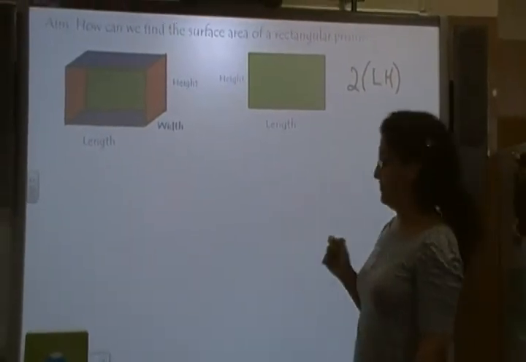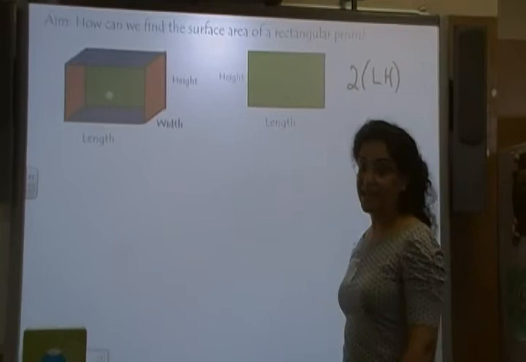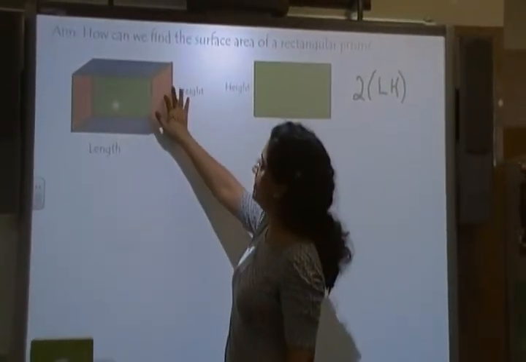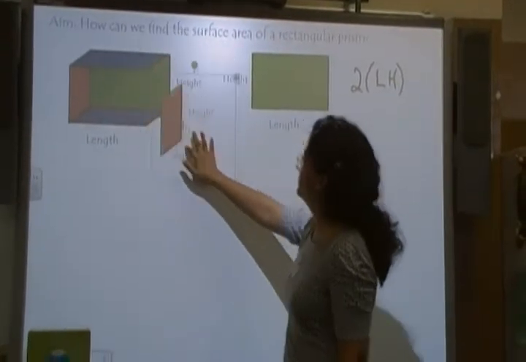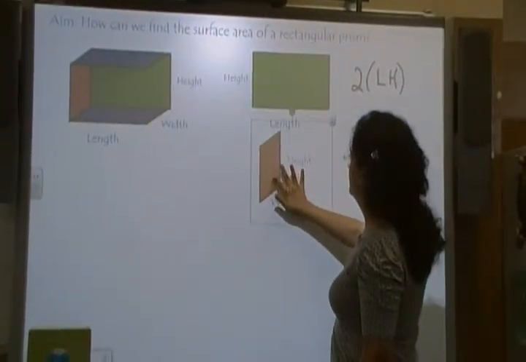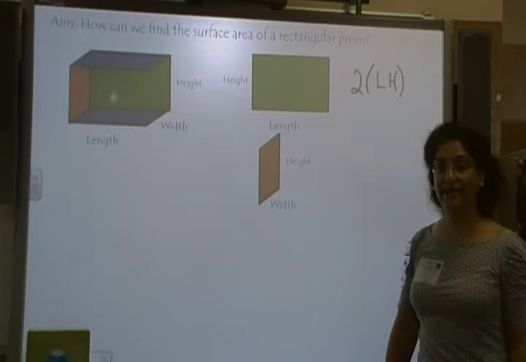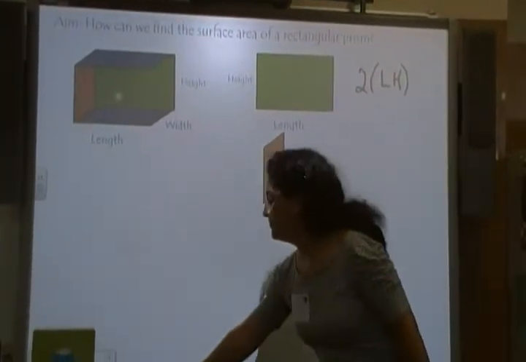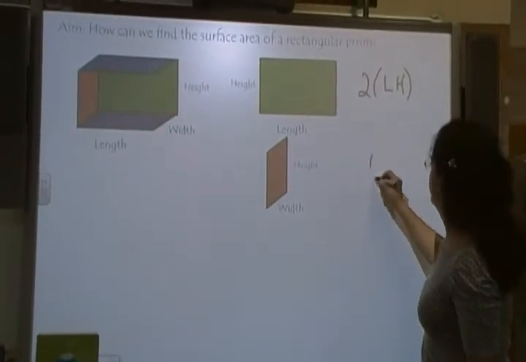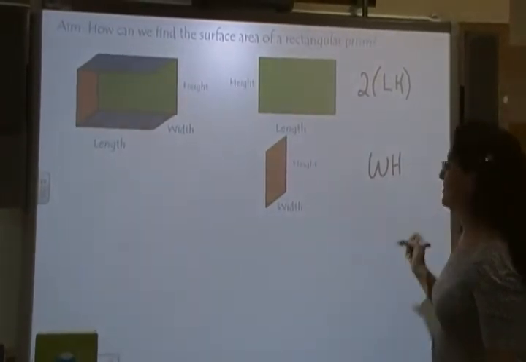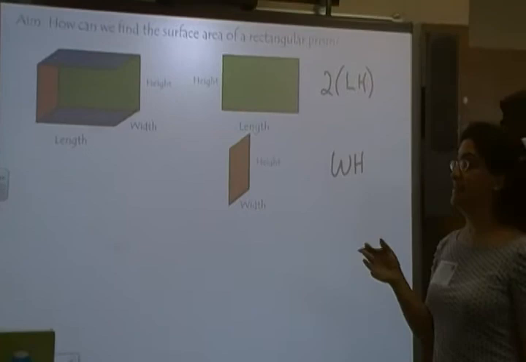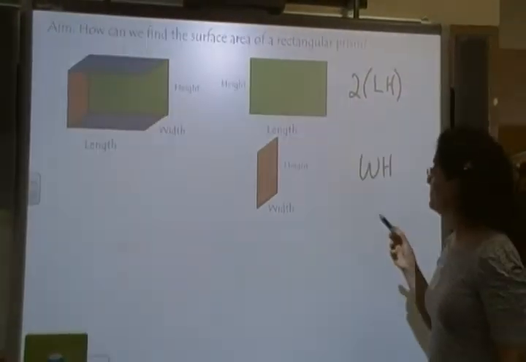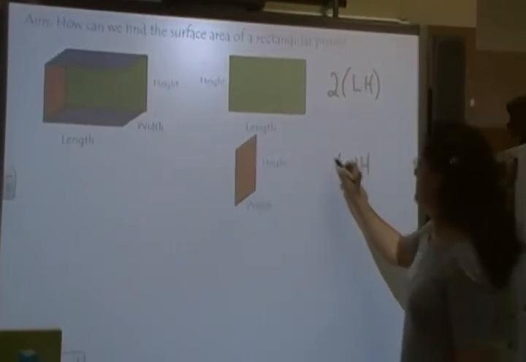Okay, now we will look at our second pair of identical sides, which is your left and your right. Let's take our right side out and bring it here. Here, the area is width times height. And since we said that your left side and your right side will be the same, we have to multiply this area by 2.